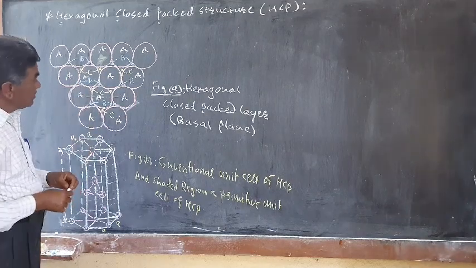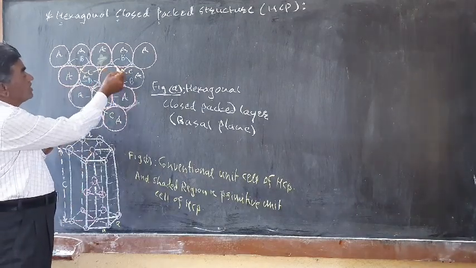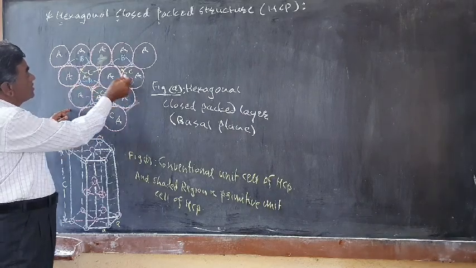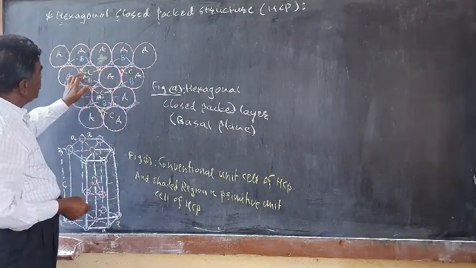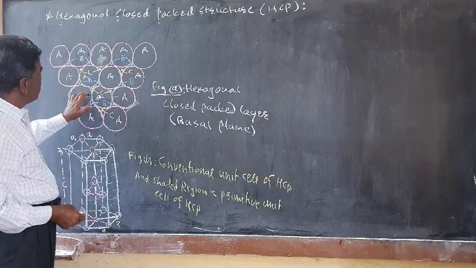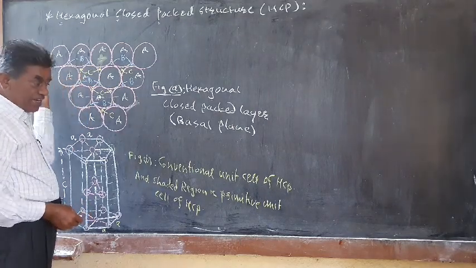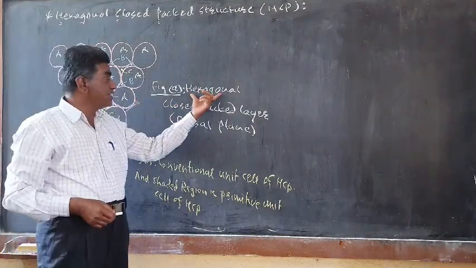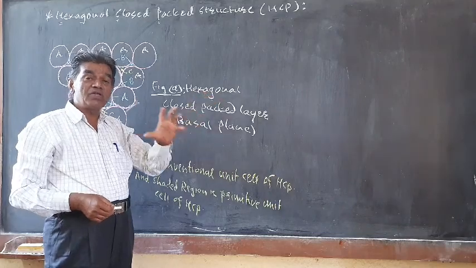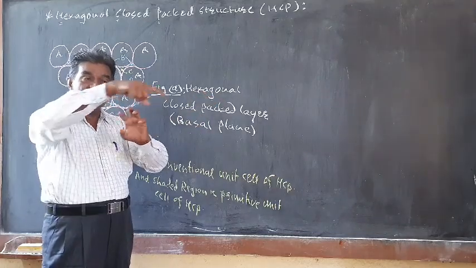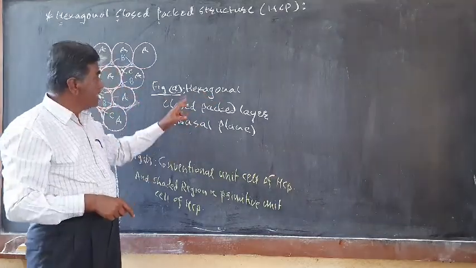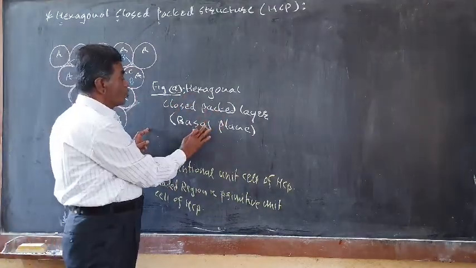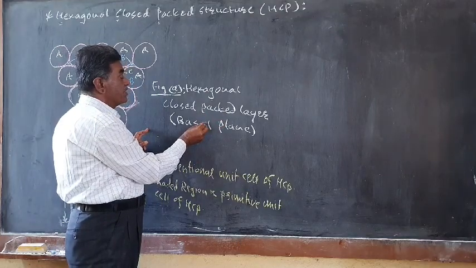It is seen that each sphere touches six others in its own plane. Suppose these are the six touching spheres. You consider any sphere; this sphere is touching six others in its own plane, and therefore such a layer is known as hexagonal. Why is it called hexagonal? Because in that layer every sphere touches six others in its own plane, and that's why it is called the hexagonal close packed layer, or it is also called the basal plane.